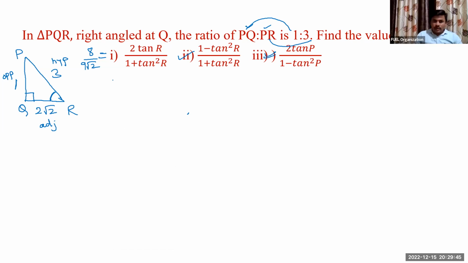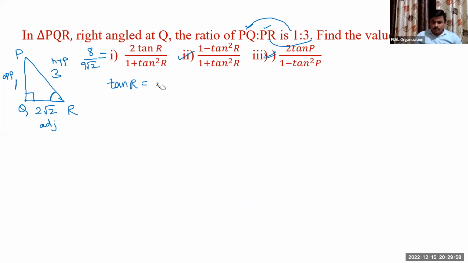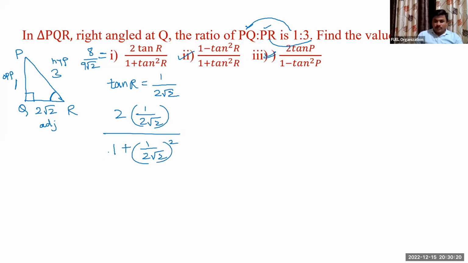Okay, so tan r value first I will write. Tan r is equal to opposite, that is 1, so one divided by 2 root 2. Now here 2 tan r is given. So 2 into 1 divided by 2 root 2, whole divided by 1 plus 1 by 2 root 2 whole square, right?